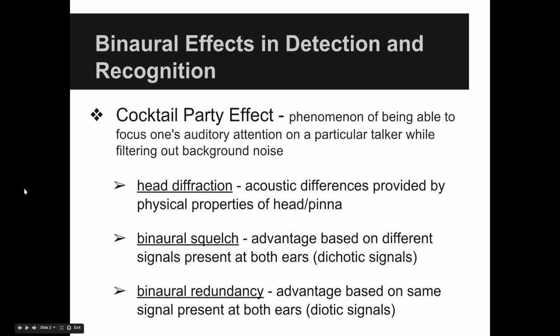One would be head diffraction, which we talked about in the previous section, whereby the physical properties of the head and pinna are able to create level differences that arrive at the two ears. Second would be binaural squelch, and this is more of a central processing effect, where when we have dichotic signals, or different signals arriving at each ear, we're able to create a representation of the SNR in our brain that's better than the SNR at either individual ear.